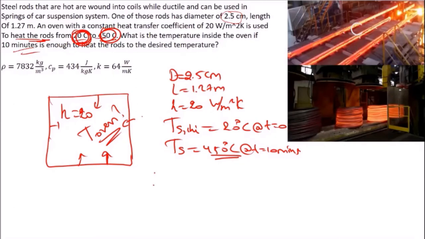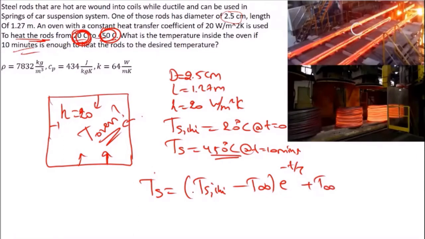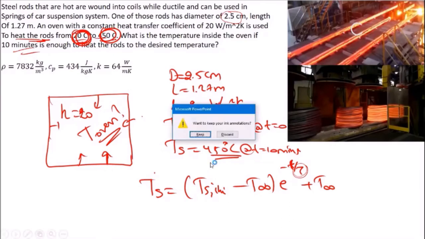If you write the equation, it will be Ts equals (Ts initial minus T infinity) times exponential of negative t by tau, plus T infinity. This is the differential equation, the governing equation. Now we will solve it and get the values. Firstly, we should calculate tau, because tau determines the speed of the system. If tau is very large, it means a lot of time is required to heat the system to the desired temperature.